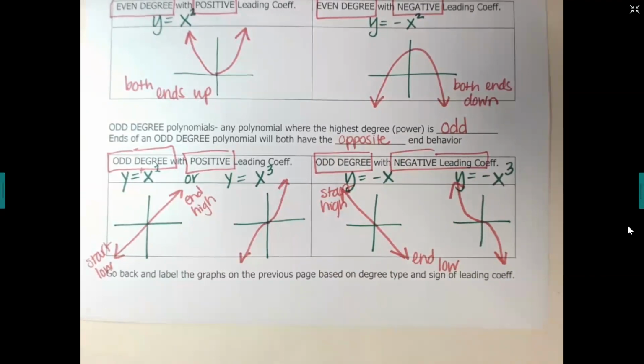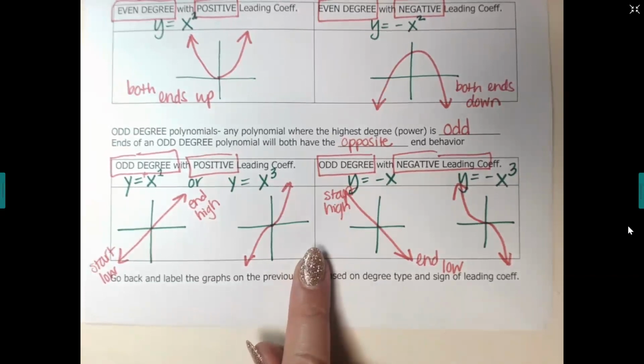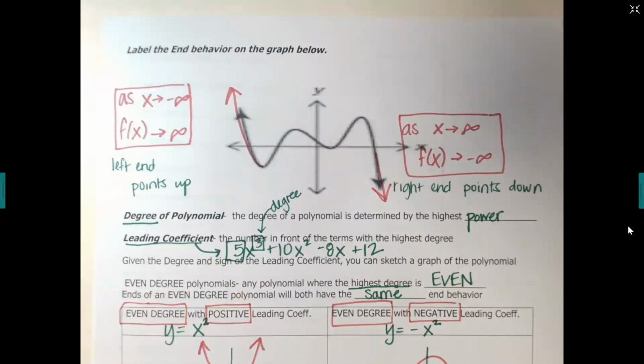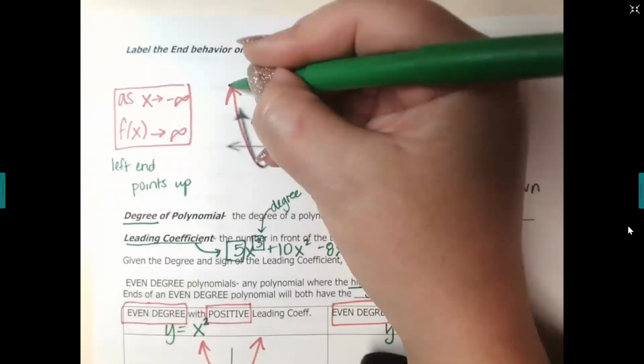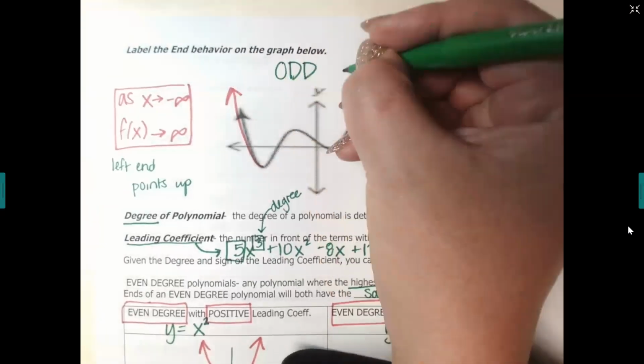So then it says, go back and label the previous graphs for the degree type and the sign of the coefficient. So let's take a look at the graph at the top of this page. First question I have for you, let me go up to that question up here: do my ends point the same way or opposite ways? Well, this one's pointed up, this one's pointed down. That makes it an odd degree.